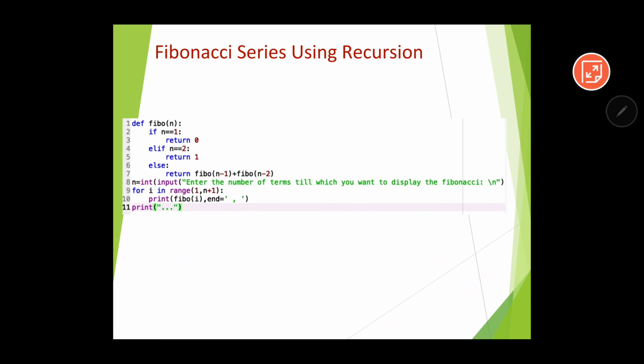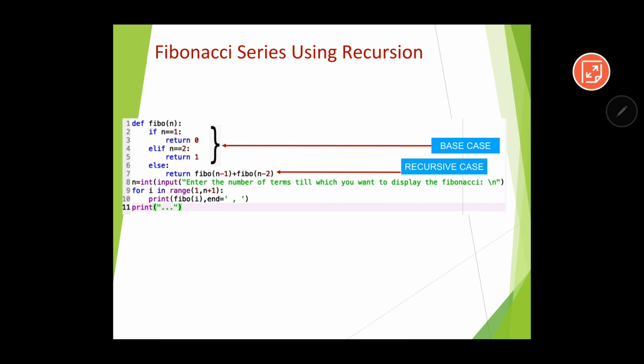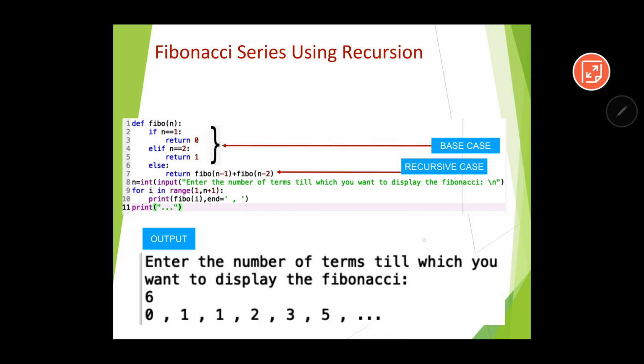Okay, so this is our code for the Fibonacci series using the concept of recursion. Here n equals 1 and n equals 2, these are our base cases. Here we have 2 base cases, and this particular line, the else part, is the recursive case. Then finally we'll get the output as this, for the input as 6. You can take any input, but the concept in which it runs will be the same.